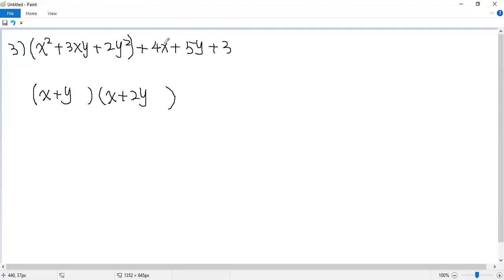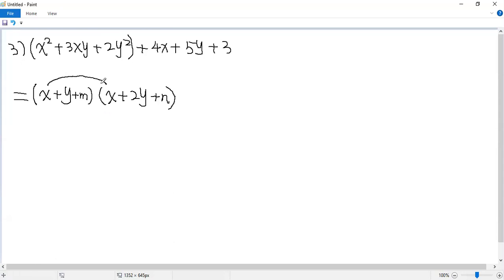But how can we generate 4x, 5y plus 3? We can put a number here, say m. Then using distributive rule, m times x gets an x term, m times y gets a y term. In order to get the constant 3, we also need another number, say n. So let's suppose we get the factoring like this. In order to determine the values of m and n, let's expand it.